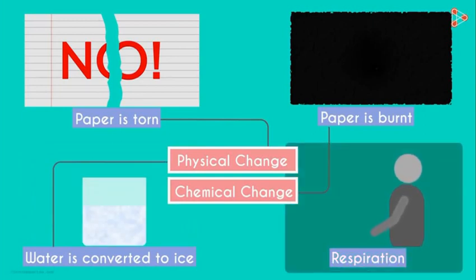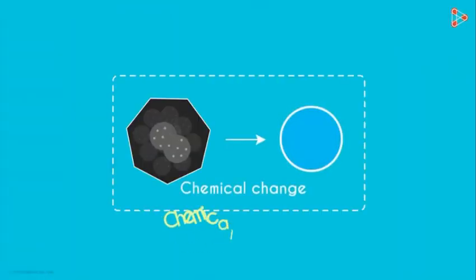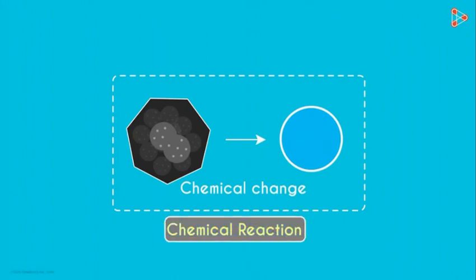And next one is respiration. We breathe in oxygen and breathe out carbon dioxide. Here CO2 is formed. It is a new substance. That's why it is a chemical change. So chemical change is nothing but a chemical reaction.